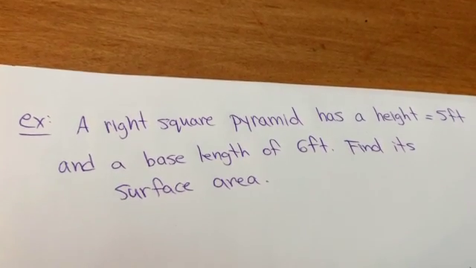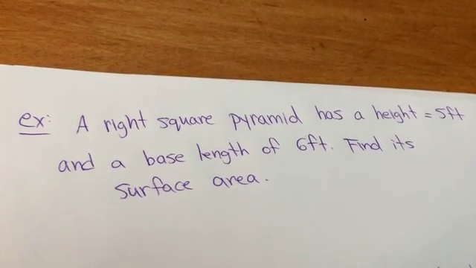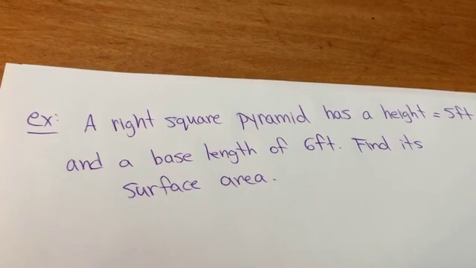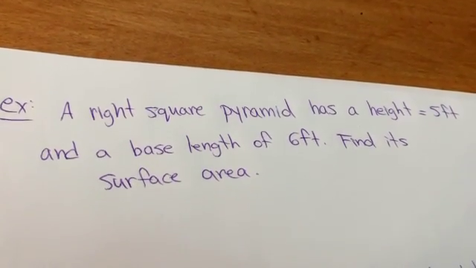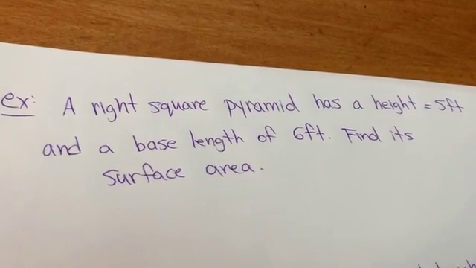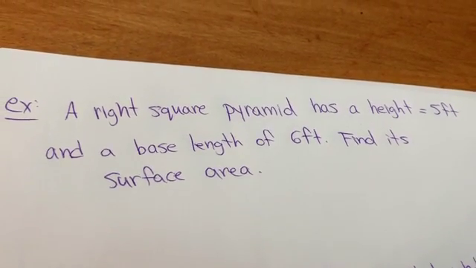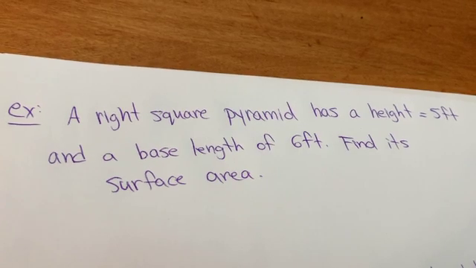All right, Math 10s, this is our second video, but first example of finding the surface area of a right pyramid. So we're going to start with a right square pyramid, and we're told it has a height of 5 feet and a base length of 6 feet. We're asked to find its surface area.